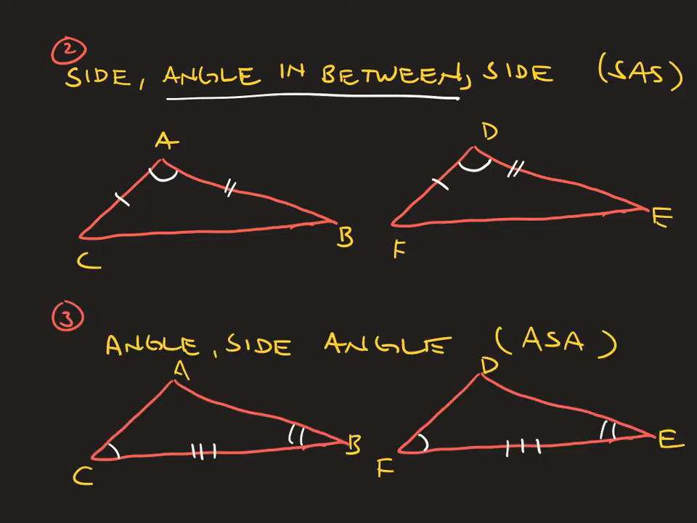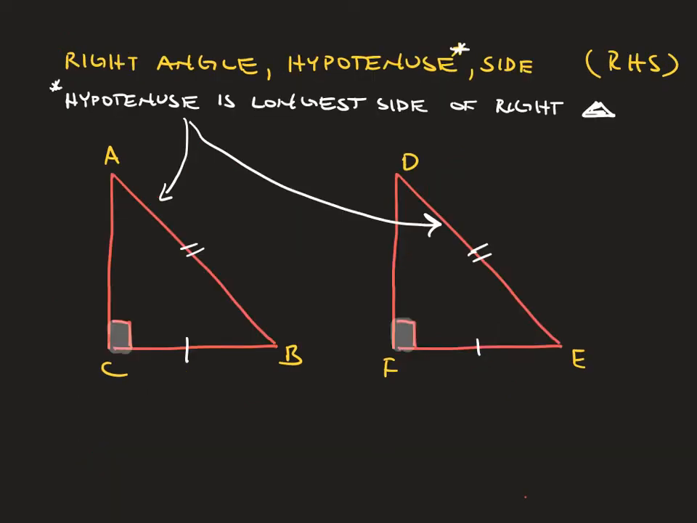In our third situation, to prove congruence, it's just the opposite of what we've done, where we have an angle, a side in between, and an angle. And we abbreviate it ASA, and it's shown below, where we have 2 angles that are congruent on the left side, a side in between, and then 2 angles that are congruent on the right side.